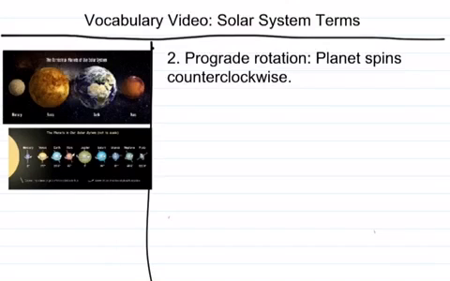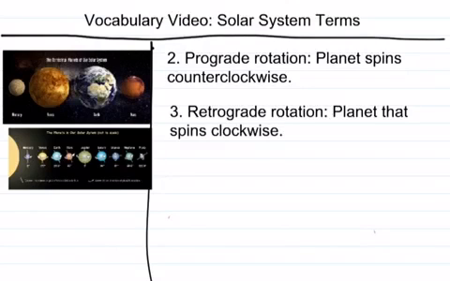You don't have to draw a picture of all the planets. I would draw one example of prograde for 2, and then draw an example of a retrograde for 3. Go ahead and come up with your original sentence for 2, and then let's do number 3. The definition for 3, retrograde, is a planet that spins clockwise. Go ahead and make up an original sentence for number 3, make up an original sentence for 2, and then draw your picture, and then let's do the last term.